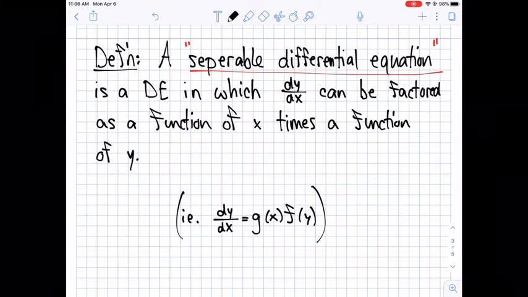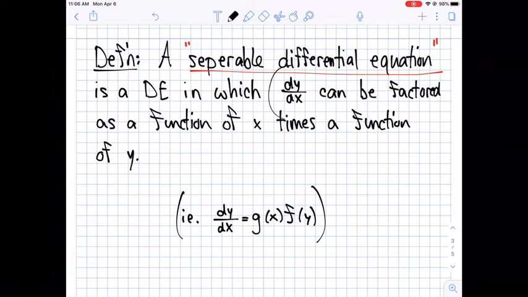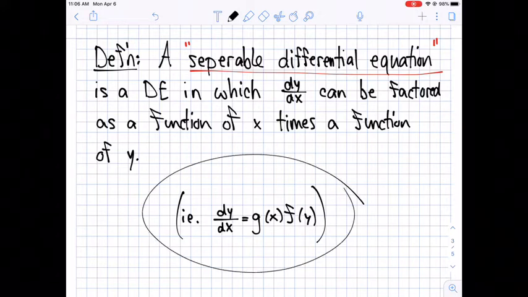Okay, so now that we know what a differential equation is, let's take a look at a separable differential equation. So it's specifically just a differential equation in which your derivative can be factored, and you can literally separate it as a function of x multiplied by a function of y. So it's going to look something very much like this. And then what we're going to look at now is how do you go about solving this.